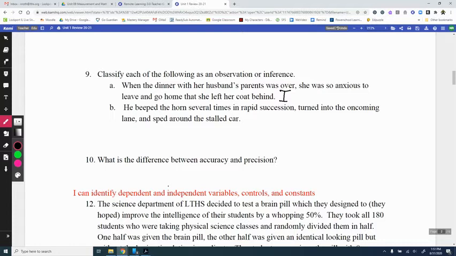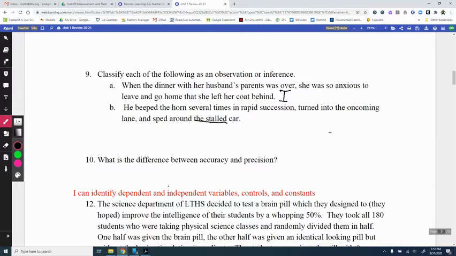Turned into the oncoming lane. You can definitely see a car turning into a lane. And sped around a stalled car. You could see the car speeding up. But this right here is the key word, the stalled car. That makes this an inference because you can't observe a car to be stalled.